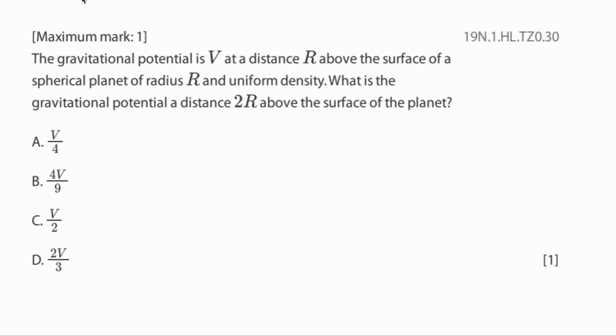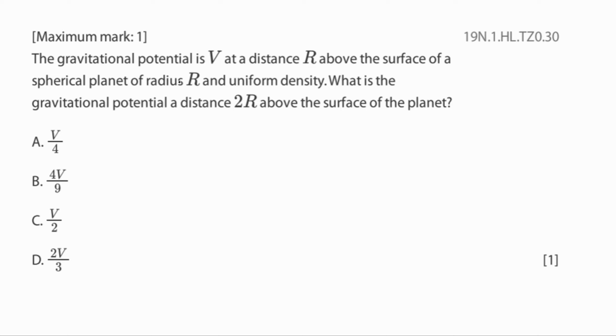from the November 2019 examination sessions. So let's take a look. This is a 1 mark question from Paper 1. The gravitational potential is V at a distance r above the surface of a spherical planet of radius r and uniform density. What is the gravitational potential at a distance 2r above the surface of the planet?